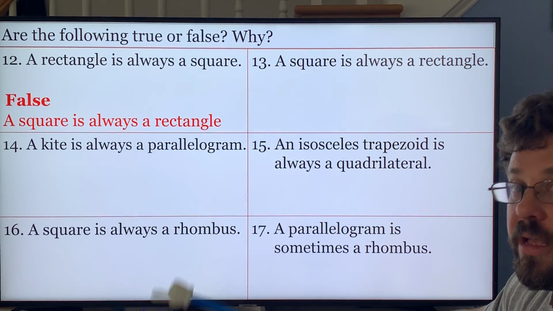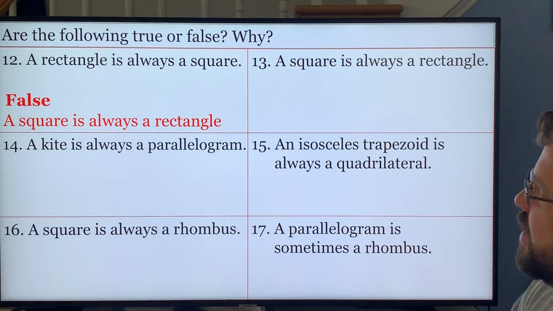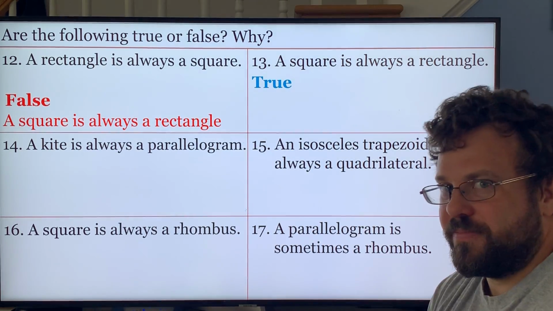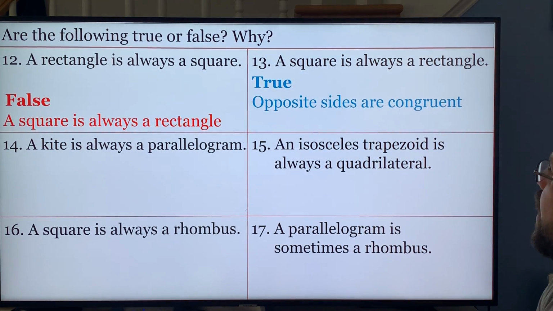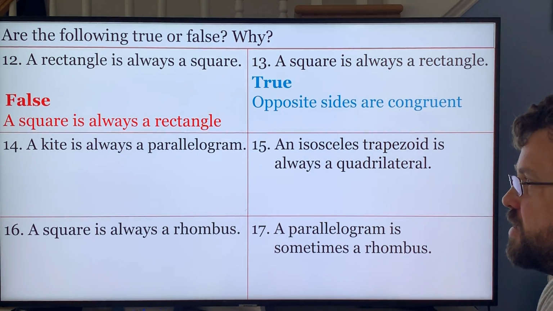All right, a square is always a rectangle. Is a square always a rectangle? Of course it is, because I just told you right there. All right, opposite sides are congruent of a square, right? So therefore, even though they're all congruent, that makes it a rectangle.